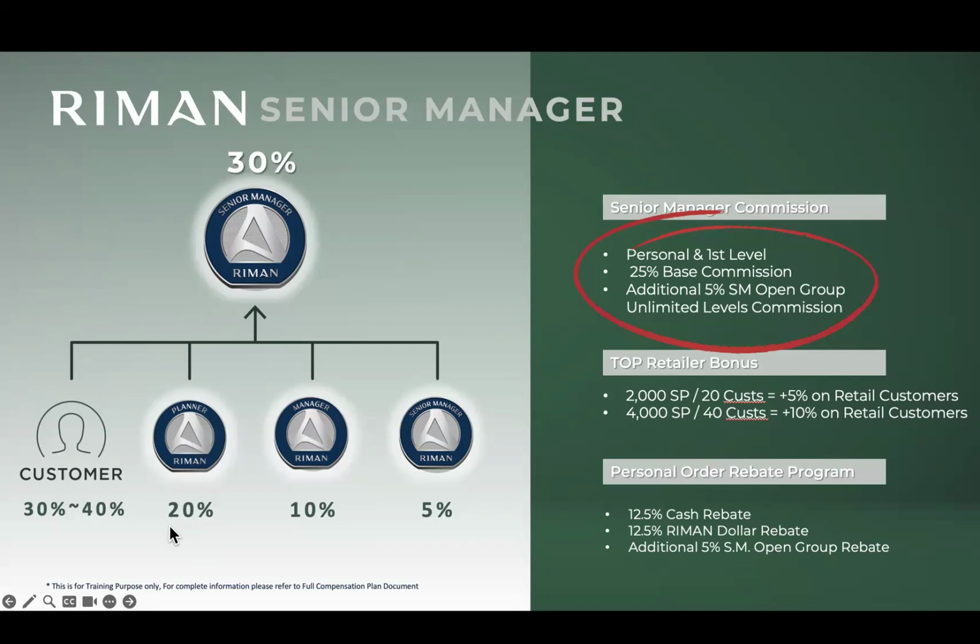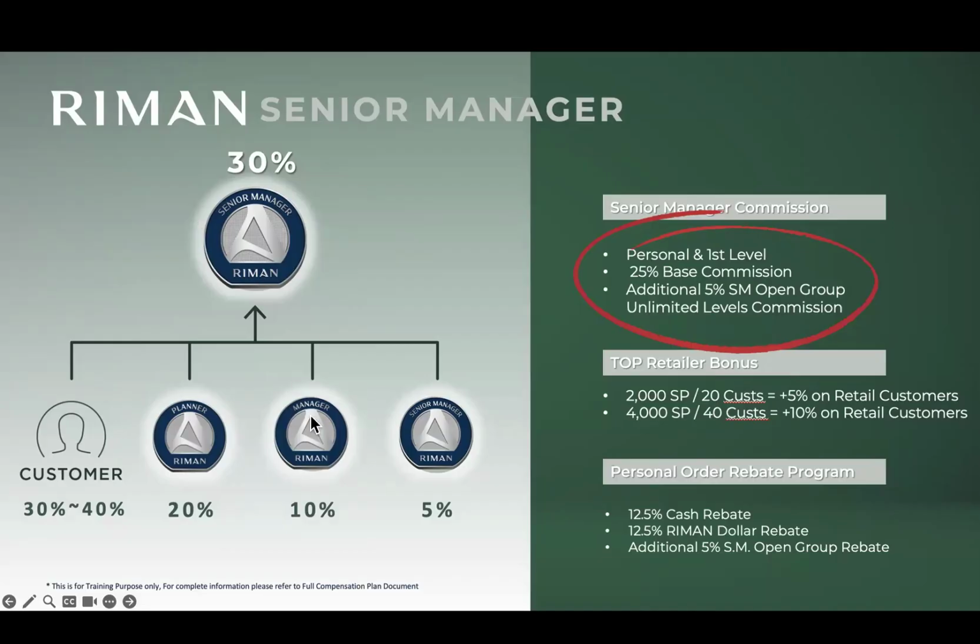Why? Because it's 25% on the base commission and the 5% open group. Now, I know this is confusing, but the next slide, I'm going to be able to break it down. So it's very simple. 30%, a planner makes 10%. So what am I making? I take 20%.